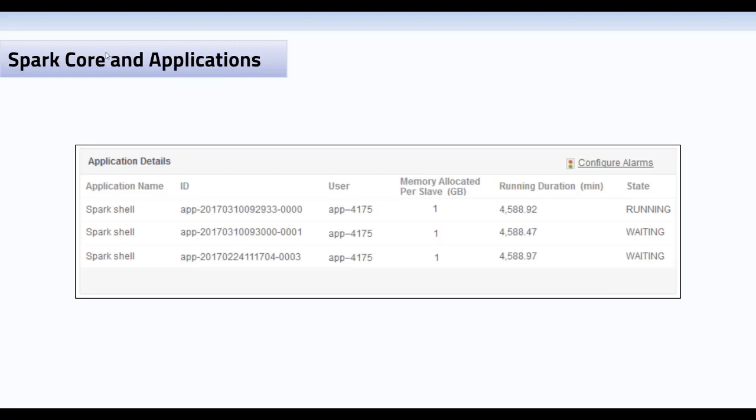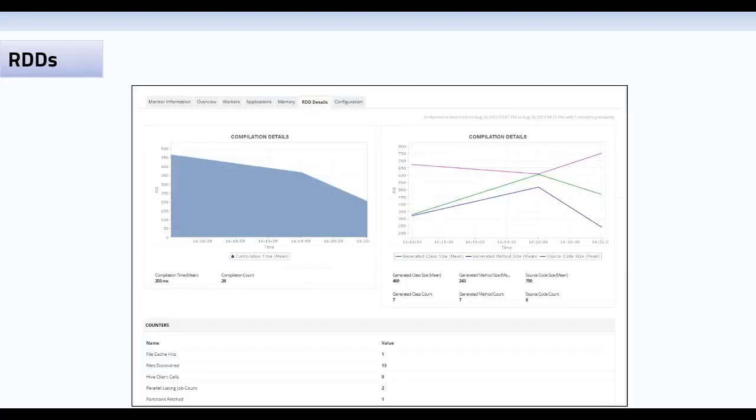Some detail about the Spark resilient distributed data set, that is the Spark RDDs. So again, important metric, what we collect here are the compilation details, including the compilation time and compilation count. And right here, you can see the counters, the value for each of the counters. For example, file cache hits and files discovered. So again, some more visibility into the performance of the storage part of Spark.